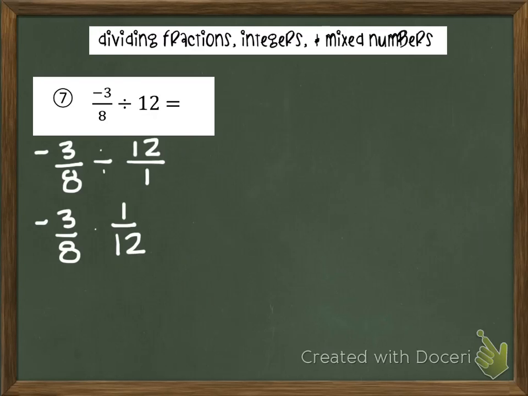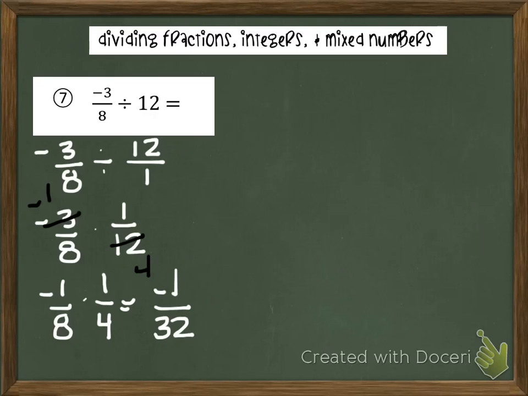So it actually looks like we do not have anything we can simplify. Oh no, I'm sorry, we can simplify the 3 and the 12. Just checking to see if you're paying attention. So both the 3 and the 12 are divisible by 3. Rewriting the problem gives me negative 1/8 times 1/4. Multiplying across the numerators, negative 1 times 1 is negative 1, and 8 times 4 is 32. So our final answer is negative 1 over 32.